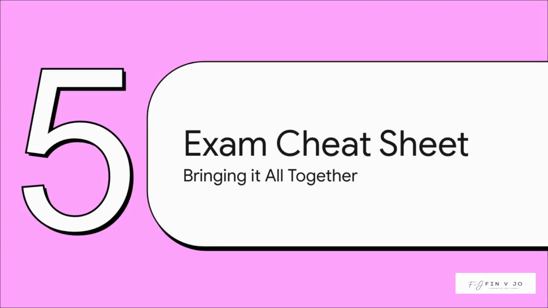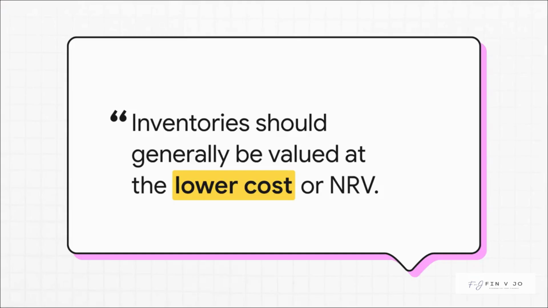All right, Section 5, your ultimate exam cheat sheet, bringing it all together. Before we summarize the methods, you have to remember the golden rule of conservative accounting. Regardless of the method you pick, you always have to recognize anticipated losses immediately. This means inventory must generally be valued at the lower of its historical cost or its net realizable value, which is basically just what you can actually sell it for minus the cost to sell it. If the market value tanks below what you paid, you write it down immediately.